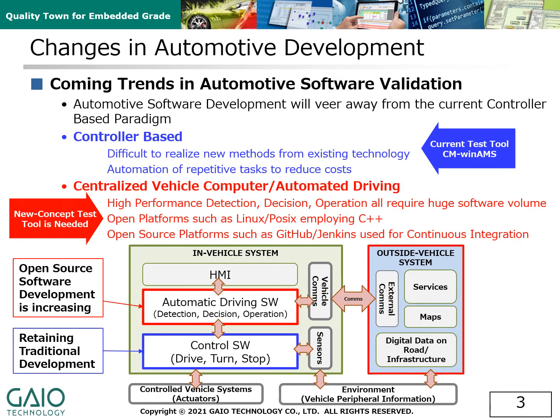Automotive software development is changing. While there used to be separate microcomputers in each device controlling each different function, the growth of automatic driving is leading a shift towards a centralized vehicle computer controlling all functions, mainly due to the huge volume of data processing required for the detection, decision, and operation phases of automatic driving systems. There is also a trend towards using open source platforms for this development as continuous integration becomes more common.